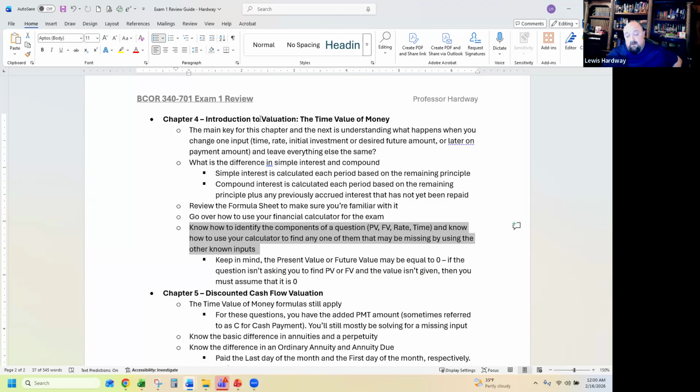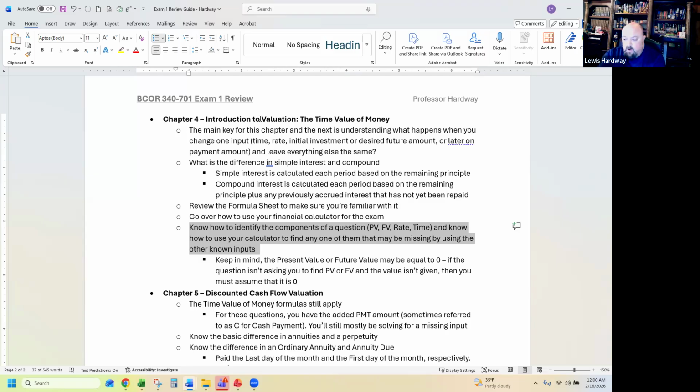So typically, unless it gives you in the question specifically the present value or the future value, and you're solving for one of those, then the other one's going to be zero because either you're paying something off or you're starting with nothing. That zero is just understood. So you don't want to forget that.